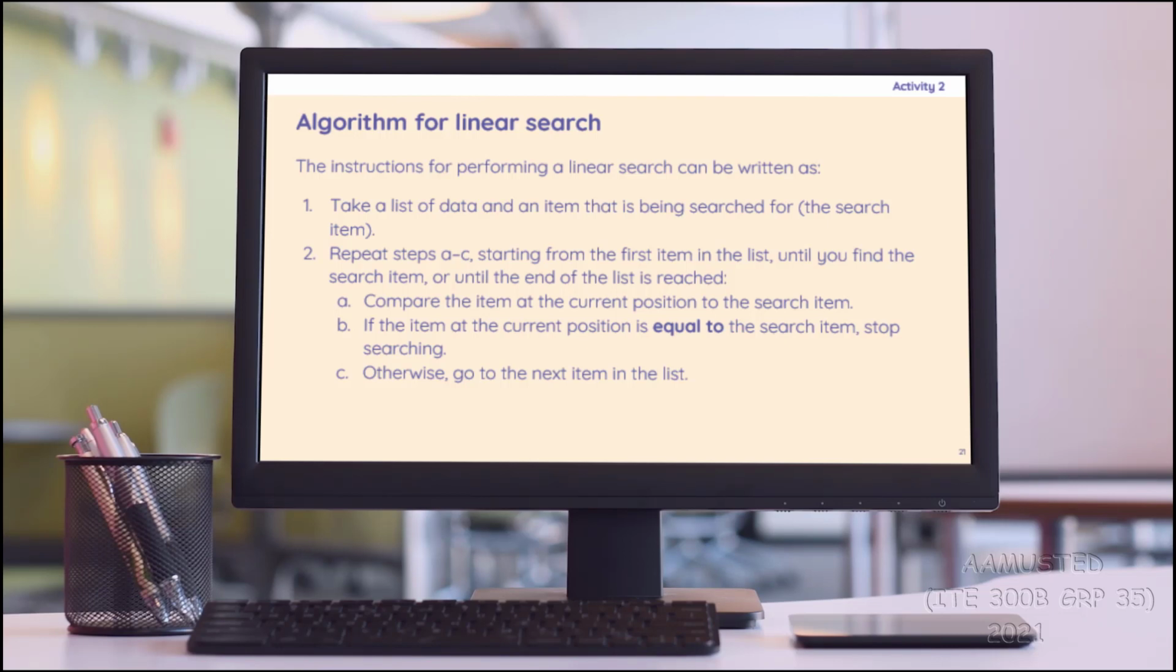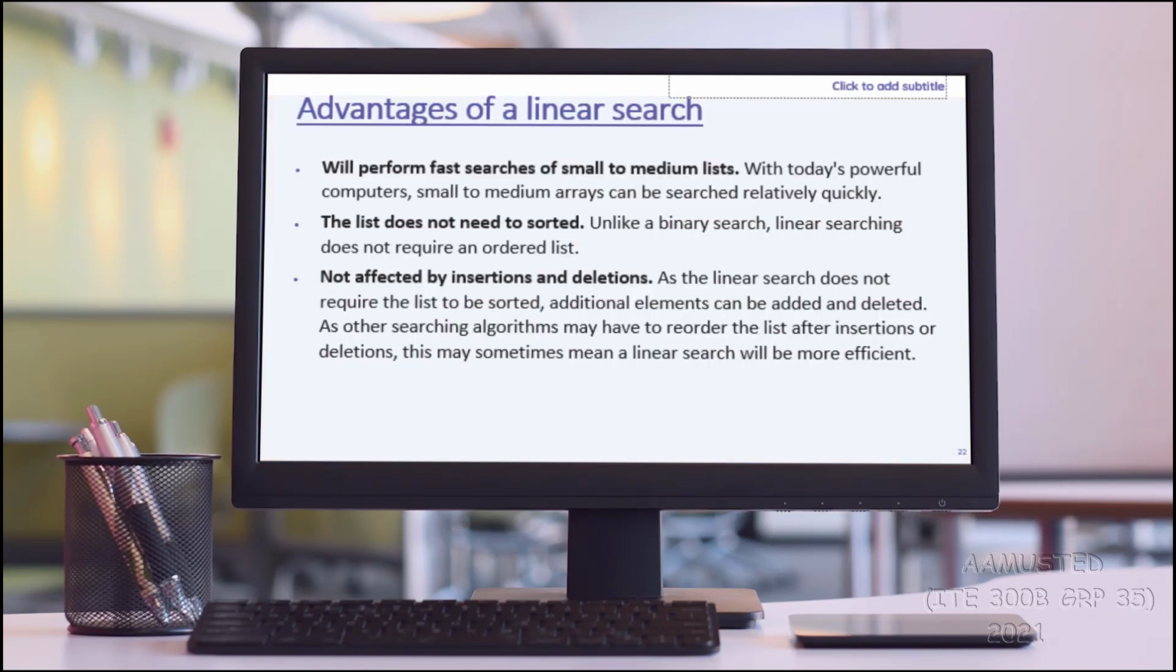Now, we are going to take a look at some of the advantages and disadvantages of a linear search. Let's first of all take a look at advantages of a linear search. In advantages of a linear search, you can see that it will perform fast searches if the amount of data is from small to medium. With today's powerful computers, small to medium arrays can be searched relatively quickly.